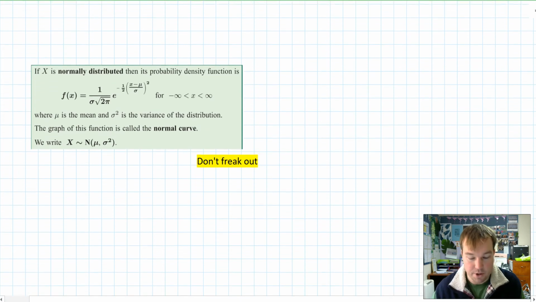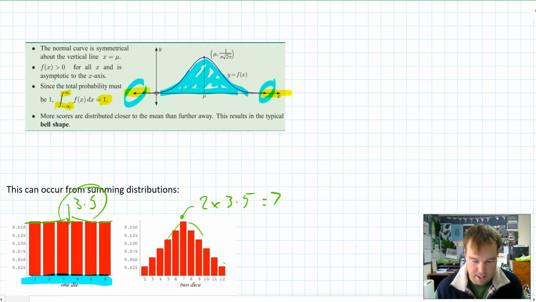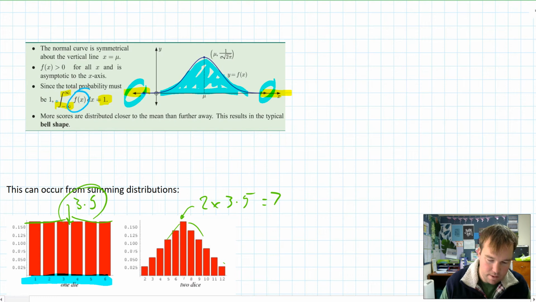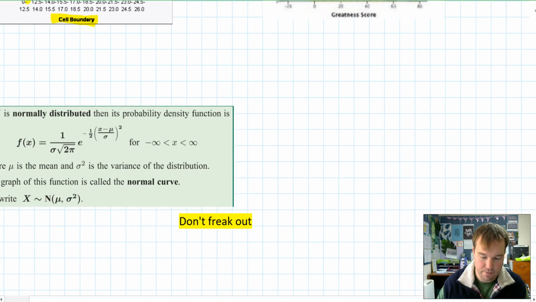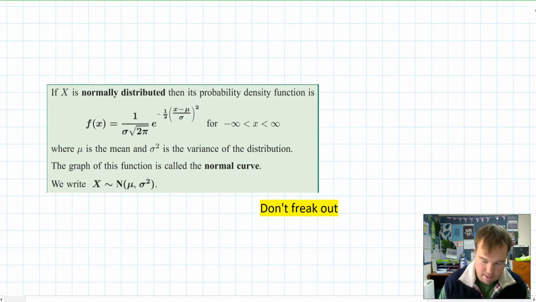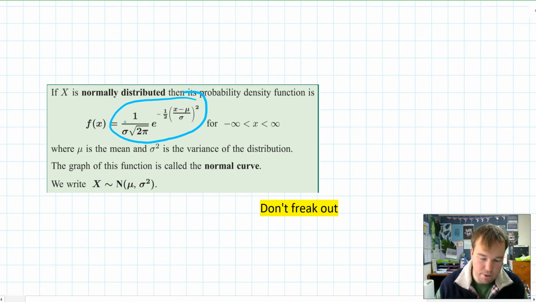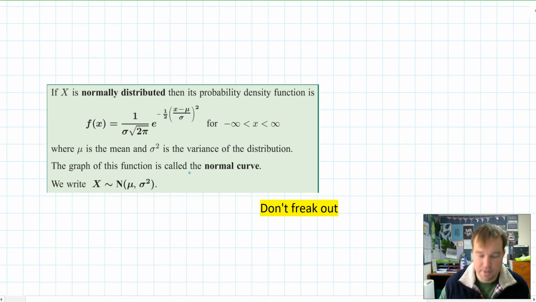Alright, so remember this function here. From negative infinity to positive infinity, f of x dx is 1. Well, that function, mathematically, is this, where sigma there is standard deviation, and mu is mean. Now, don't freak out. You are, of course, expected to have this on your cheat sheet. I think it's even given in the data book.